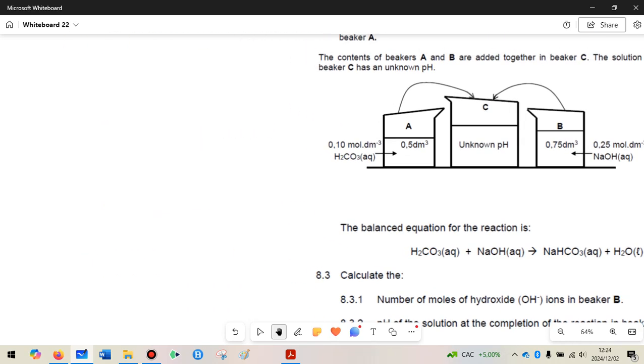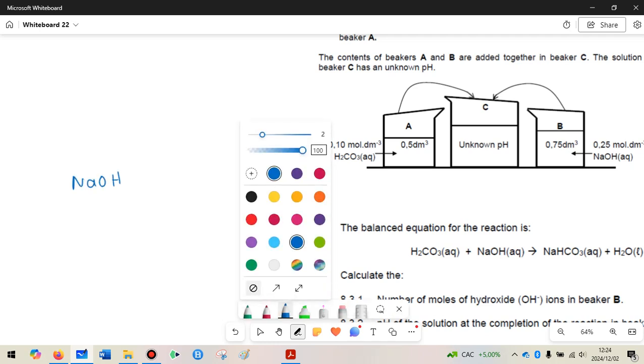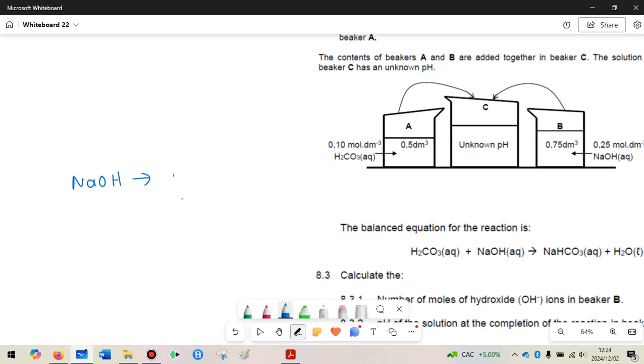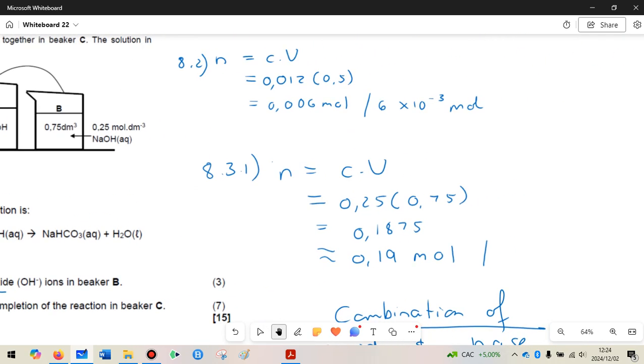Let's just quickly remind ourselves that because sodium hydroxide is strong, the concentration of the hydroxides will be equal to the concentration of the sodium hydroxide. Okay, so again, they're not trying to trick you. They want you to realize that because it's strong and monobasic, it's a 1-to-1 ratio. So whatever the concentration is of the sodium hydroxide, it's the same for the hydroxide ions. So if I were you, I would just write that down to begin with.